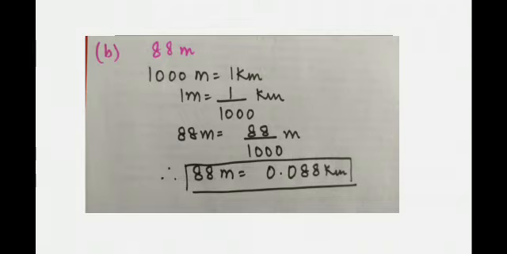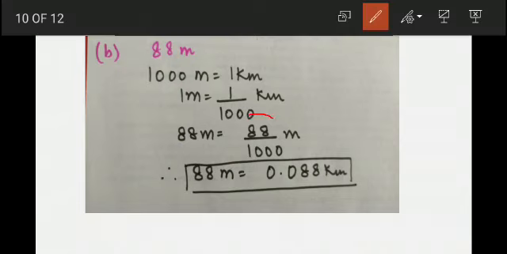Right? Now again we have a similar example in which 88 meter is converted into kilometers. Again we have seen that when meters are going to be converted into kilometers, we are going to divide it by 1000. And when we divide it by 1000, we are going to have 3 numbers after the decimal point. 2 are already there, that is 88. Then for the third number we are going to have an additional 0 in front. So it becomes 0.088 kilometer.